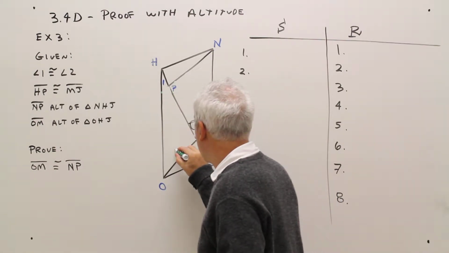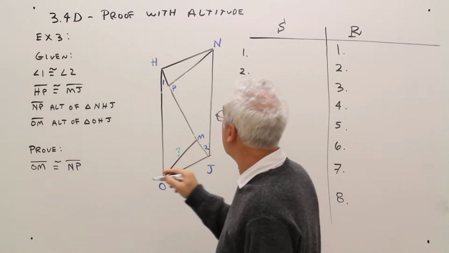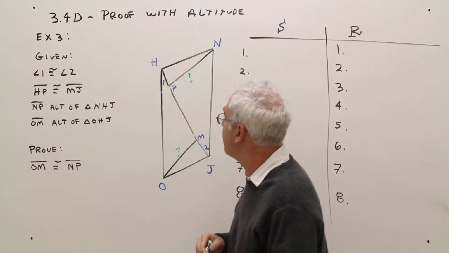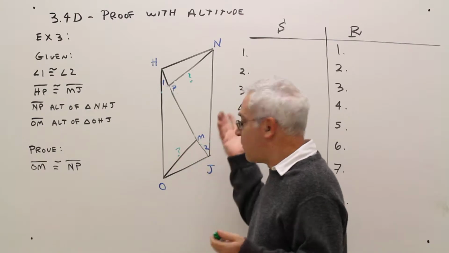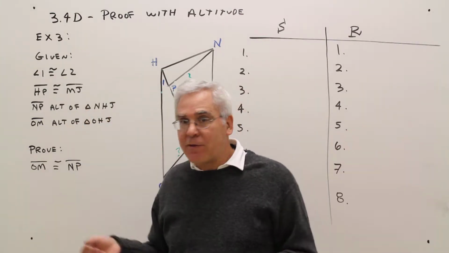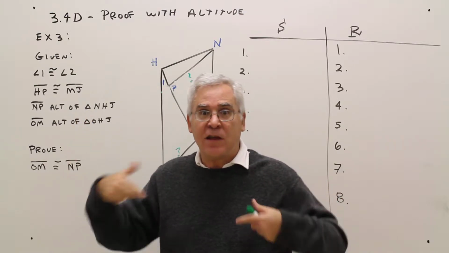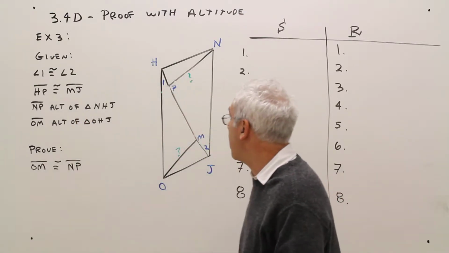OM, which is here, I'm trying to get congruent to NP, which is right there. So I'm just looking for two segments, hopefully segments of triangles. Hopefully I can get triangles congruent, CPCTC. That's all racing through my head right now.